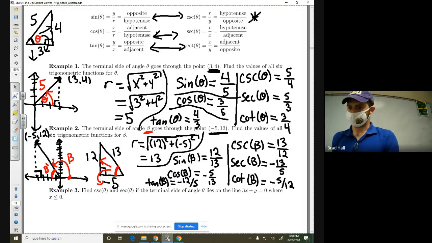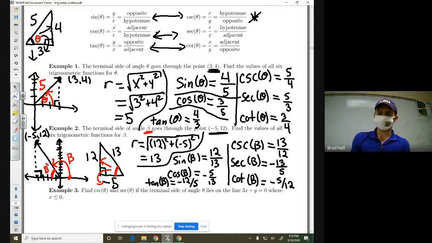And it is okay for trig functions to be negative. In fact, we will learn later on the criteria of what makes a trig function positive or negative, just using the quadrant that the terminal side lies in. But that's how you would answer this.